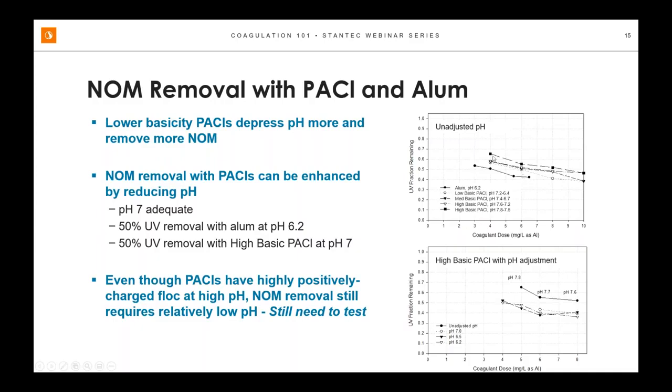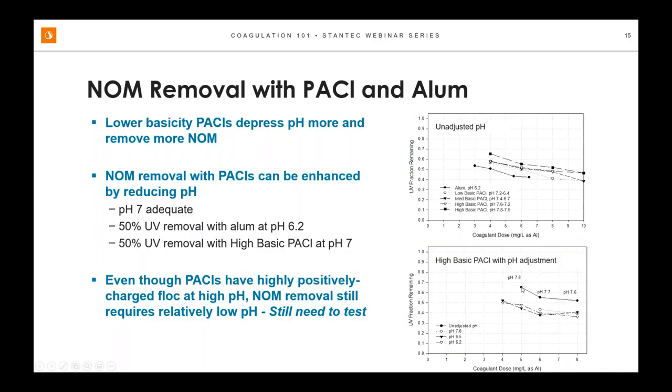All of these other graphs, and we'll take the black squares, that's the highest basicity polyaluminum chloride. And if you don't adjust the pH for this water, after coagulant addition, it's somewhere between 7.5 and 7.8. So not in a great range for charge neutralization. And you can see the UV removal is less. If you look at a medium or a low basicity product, they're kind of in the middle. So there are some situations where you can enhance the organics removal by taking that high basicity product and adding some acid and dropping the pH.